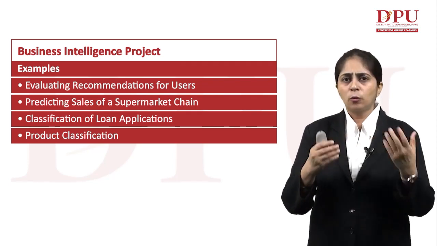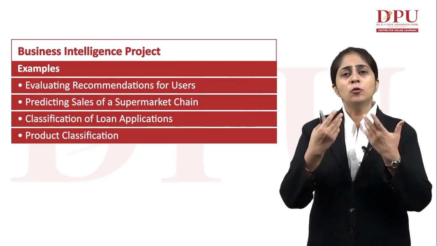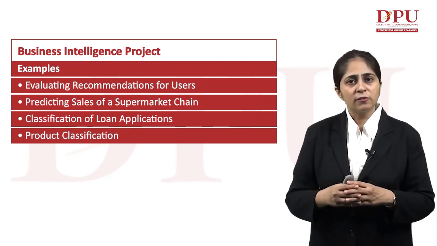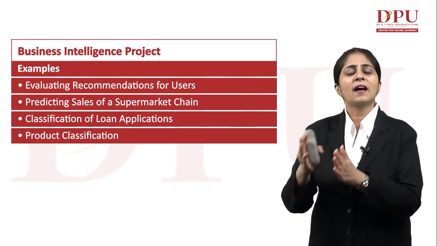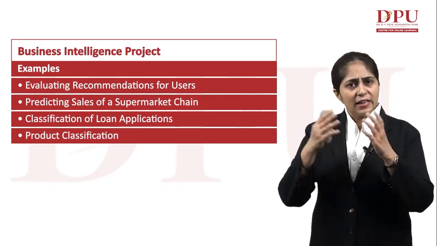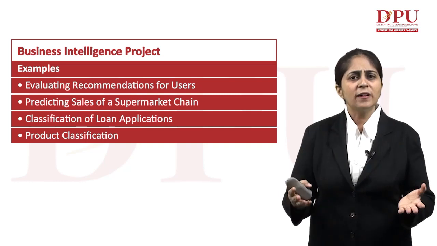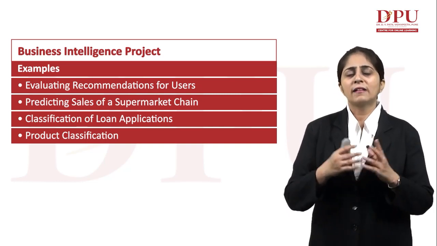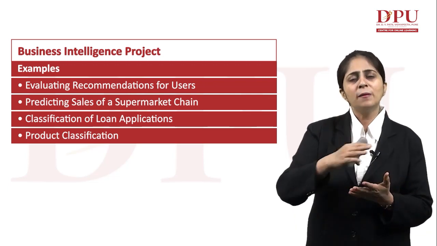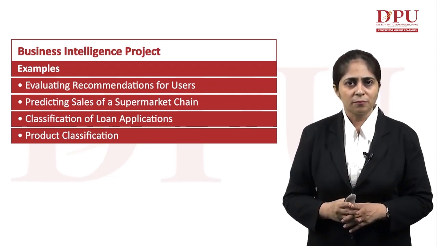A teenager will have no interest in the products which are required by small children. So you have to classify your products according to age, according to area, according to demographics. For that also you can build a proper business intelligence product.